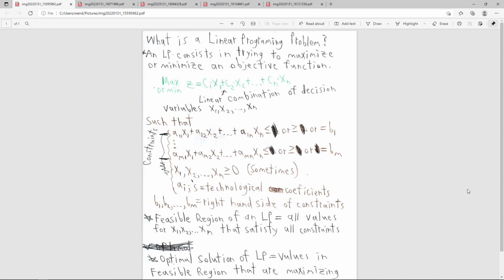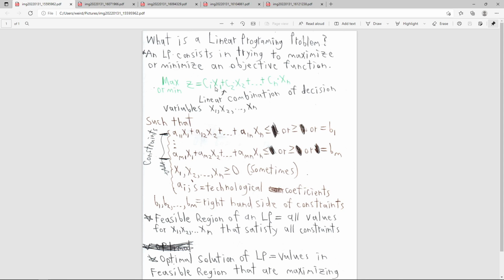So we'll start off with what is a linear programming problem. So an LP, first this page, let's give a basic explanation. An LP consists in trying to maximize or minimize an objective function, and you generally get it as max or min z, here in green. And you get a linear combination of decision variables, which are all x's. They're generally represented just by x1, x2, x3, x4, xn, any number of x variables.